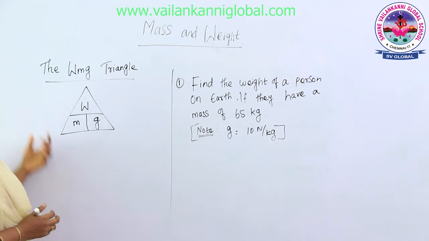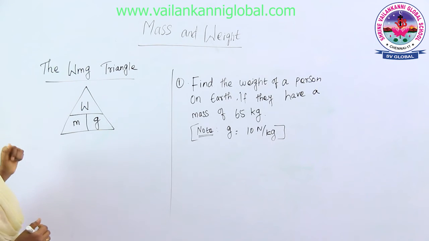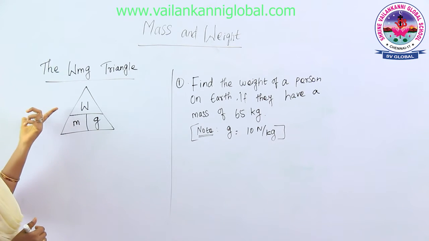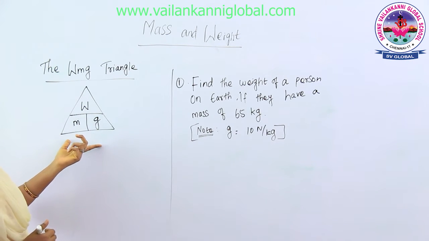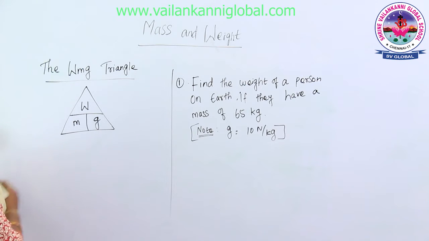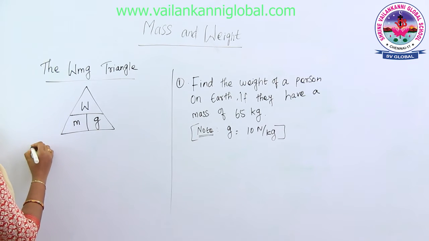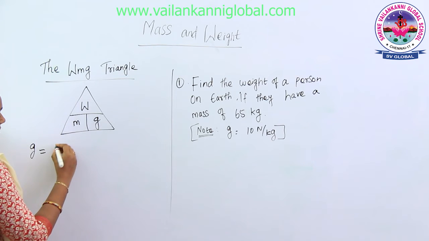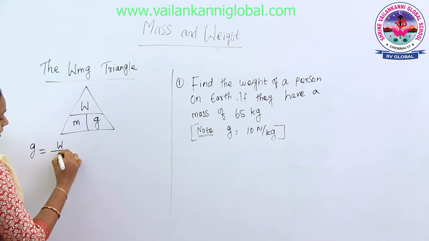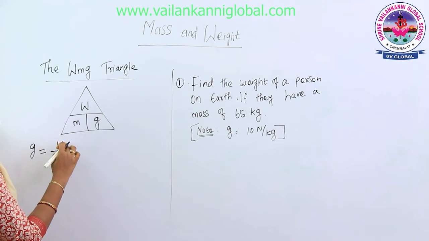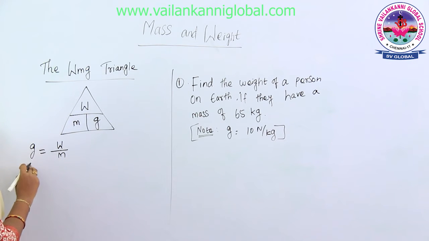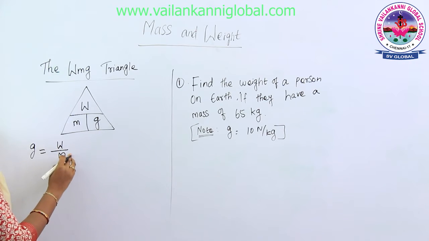Now let's discuss the WMG triangle. With the help of this triangle we are going to learn the formula of weight, mass and gravitational field strength. So first one, gravitational field strength is G. We already know the gravitational field strength is weight by mass. So W is weight and M is mass. So gravitational field strength is equal to weight by mass.